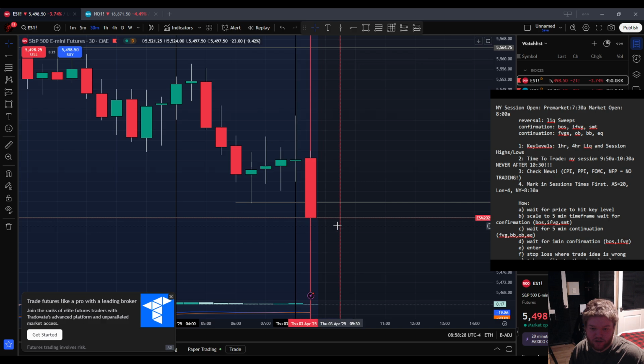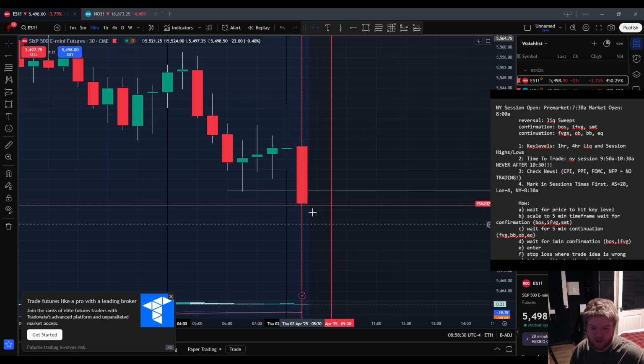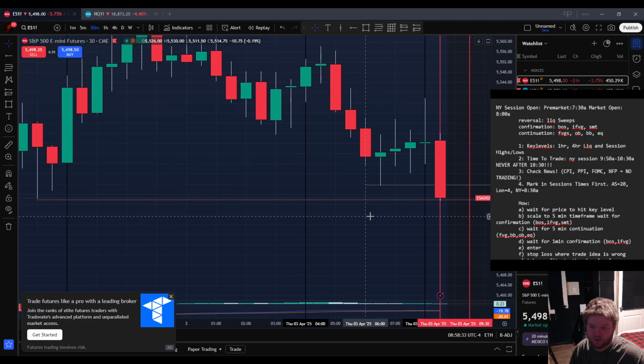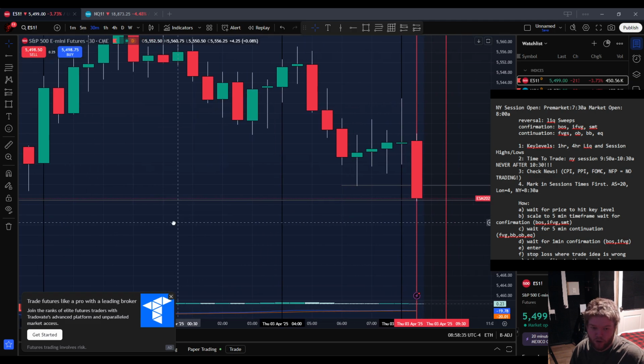Looks like we did hit our secondary key level. It swept that liquidity. It swept it quite nicely.